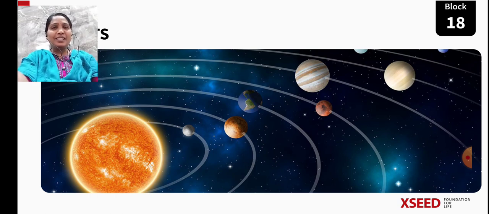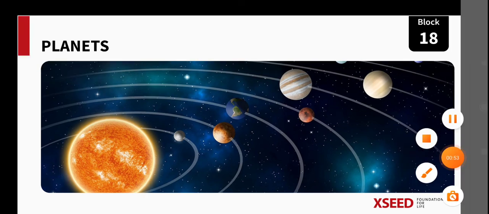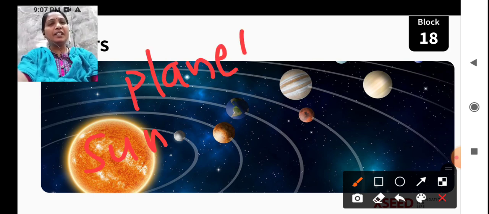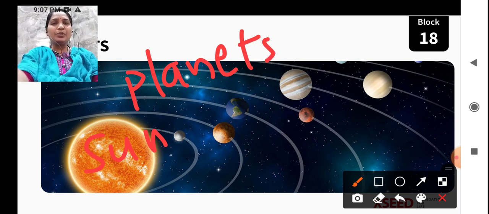Around this sun, the planets are revolving, moving around the sun. In the picture, you can see there are different planets. Here you can see the big fireball known as the sun. And next, around the sun, in an orbit, in a circle, the planets are revolving. What is revolving around the sun? The planets are revolving around the sun.